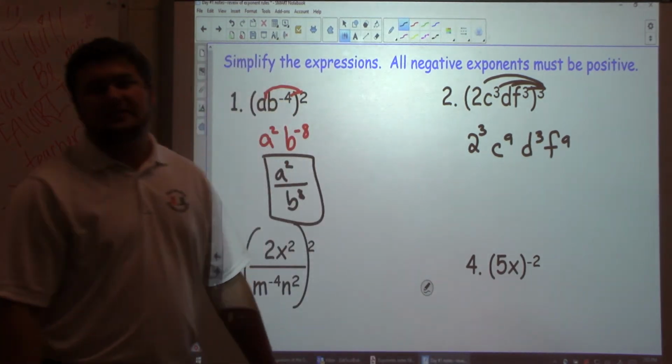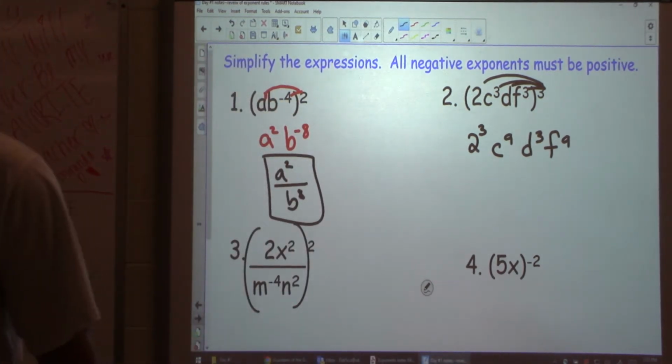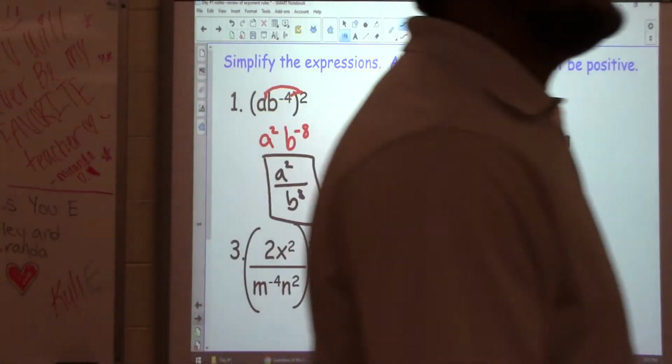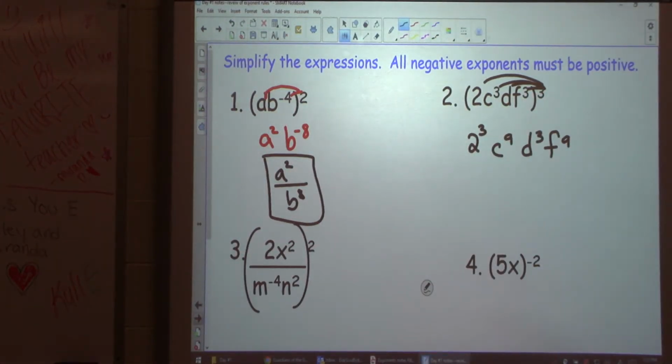Do you think that's a good way to leave your answer? No. Why not? What about the 2? It should be cubed. We know how to cube it, right? With variables, we can leave those exponents. With whole numbers, guys, do that operation. If you leave 2 cubed, I'm going to mark it wrong. You should know what 2 cubed is.